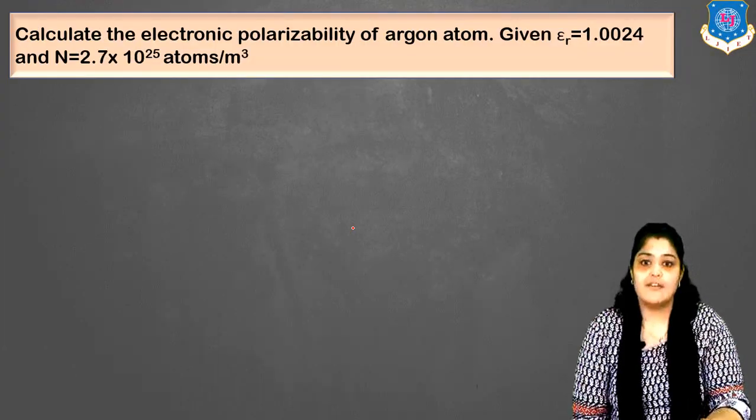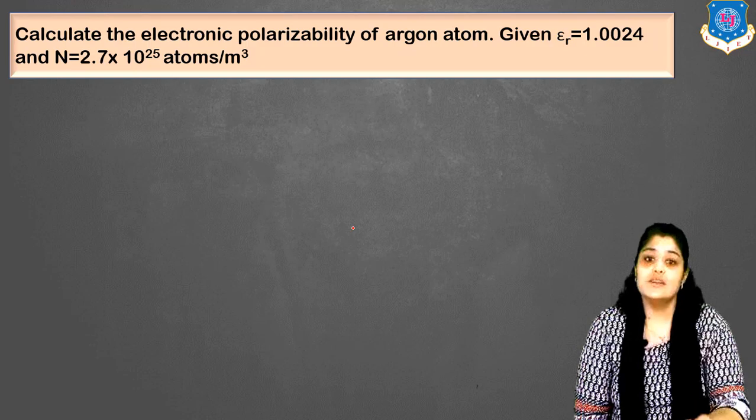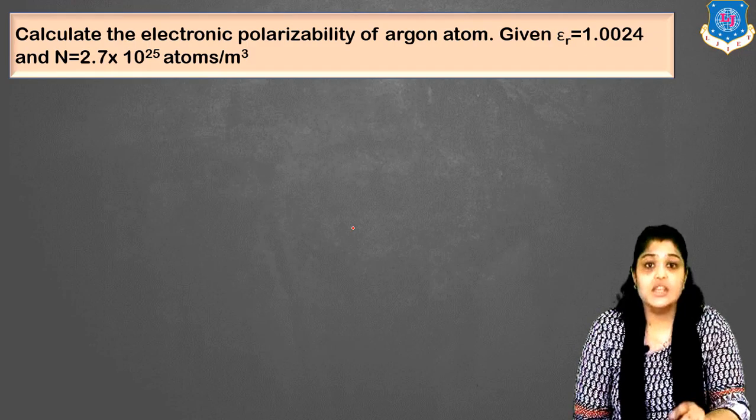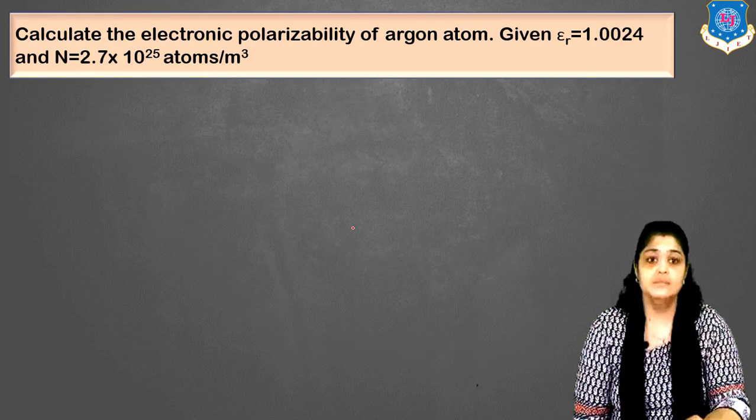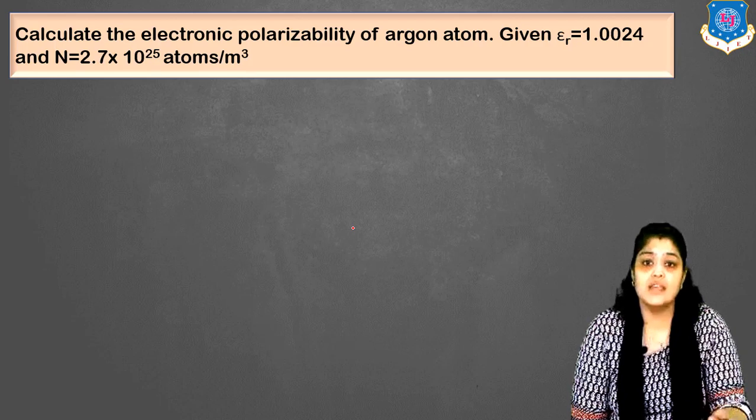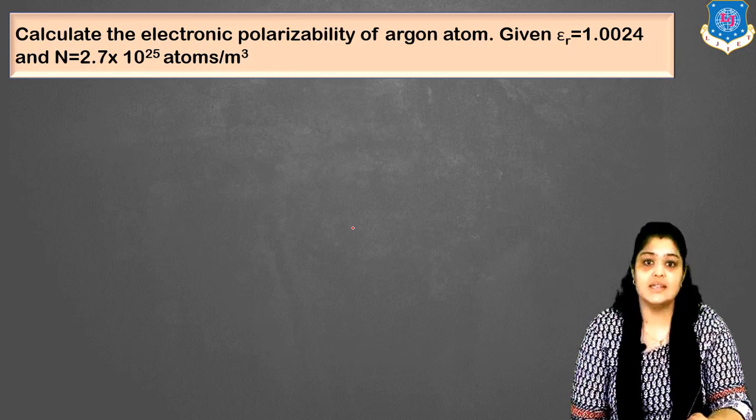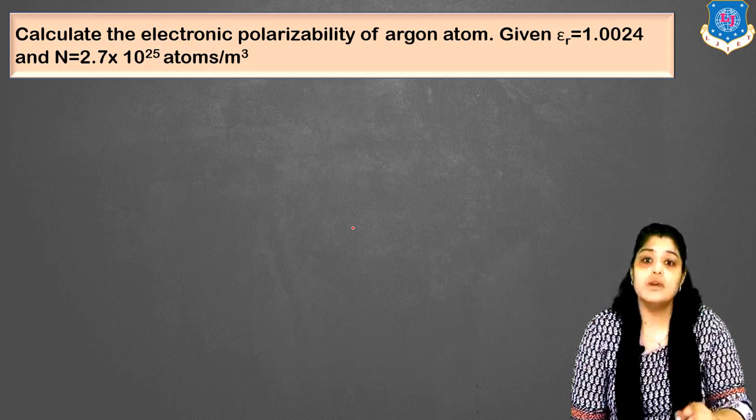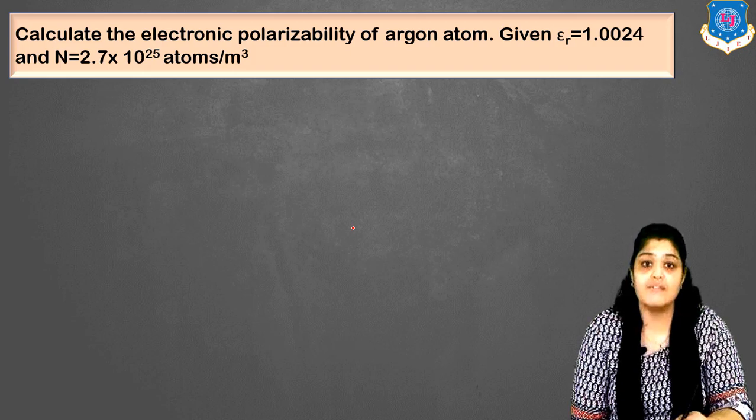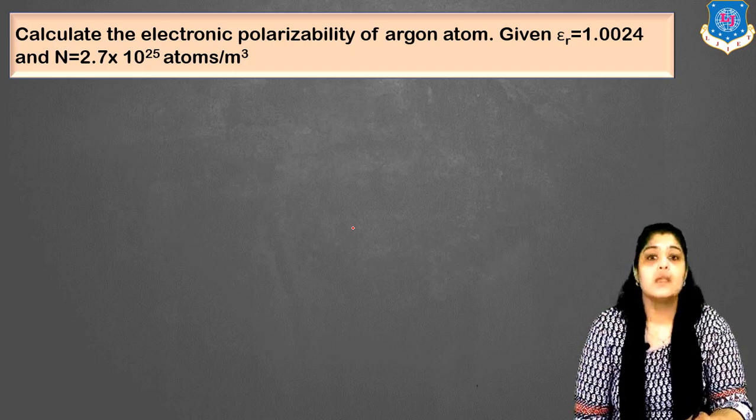Next numerical we have to calculate electronic polarizability. So again you have to find alpha E only. But in this you have been given the value of epsilon R, that is relative permittivity, given as 1.0024, and you have been given the number of atoms, 2.7 into 10 raised to 25 atoms per meter cube.